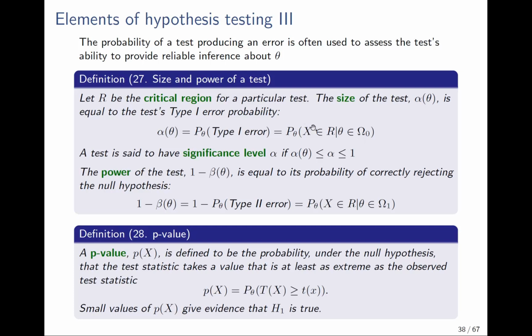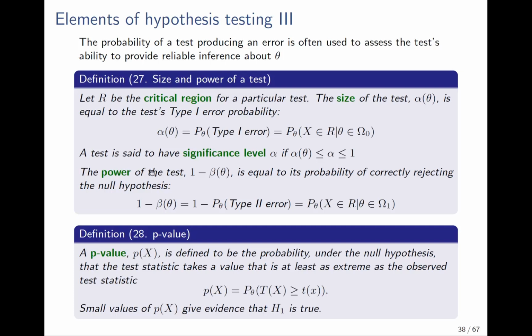Now, in setting up the critical region, we're going to have to use some level. A test is said to have significance level alpha if its size is less than or equal to alpha, which must be less than or equal to 1. So a significance level of alpha if the size of the test is less than or equal to the value that we use, and I'll show you in a minute what values are often chosen.